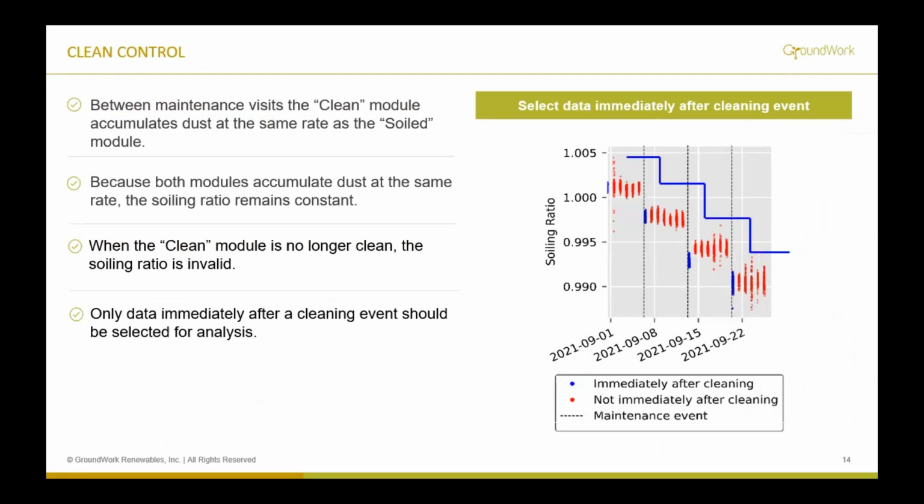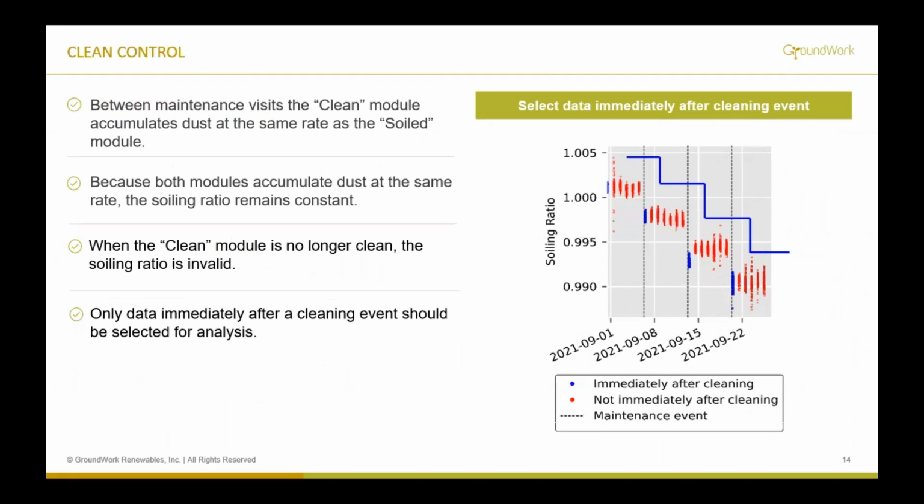Okay, and then the last one we'll talk about is the idea of the clean control. This is maybe a little bit of an extreme example, but it shows what happens at a particularly dirty site that has weekly maintenance. We've got maybe four weeks' worth of data here. These vertical dashed lines are maintenance events. There was a maintenance event right before this data starts, and as you step through the week, both the clean module and the soiled module are getting soiled at the same rate, so the soiling ratio just stays the same. Once you get a cleaning event, that soiling ratio drops, and then it stays the same for a while again.